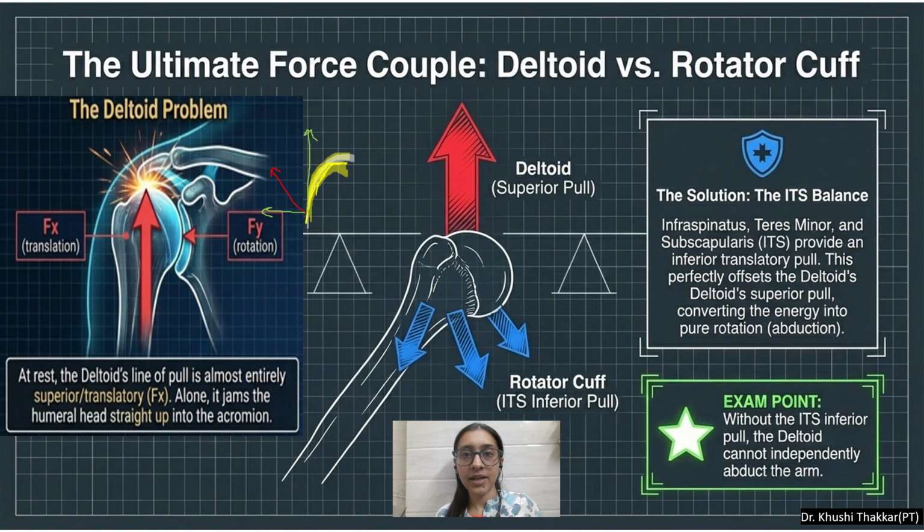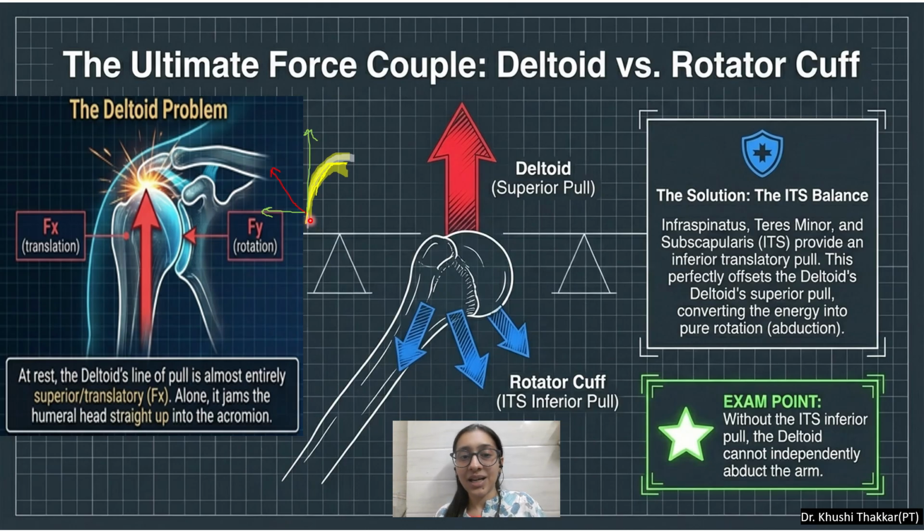Most favorite are 7 marker, also your MCQs, and this maybe forms the whole basis of your rehabilitation, I would say. So this is the ultimate force couple of the deltoid versus rotator cuff. Deltoid is the problem, then what is the solution? Let's understand. So just don't judge my diagram, please, and let's try understanding with this rough diagram which I have drawn to explain.